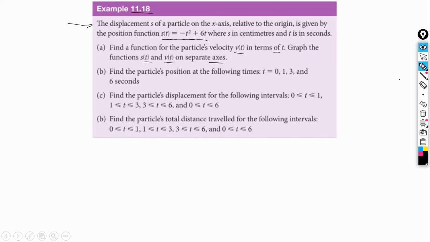Okay, so basically all we have to do is the derivative, right? So for part A, the velocity function in terms of time is equal to the derivative of the displacement. So the derivative of -t² + 6t, and this is easy to do. This is simply going to be -2t + 6. So let's take a look at the graphs. What would they look like?